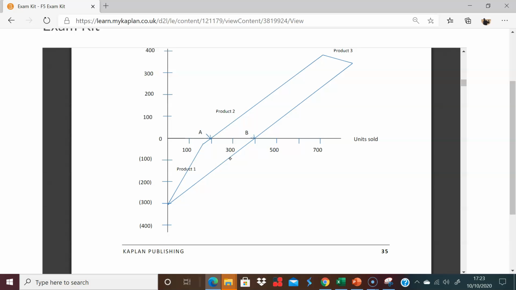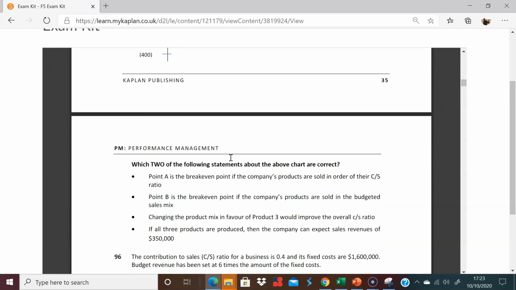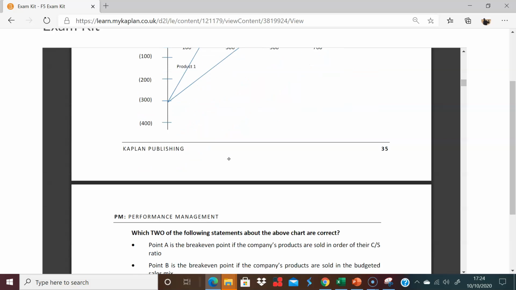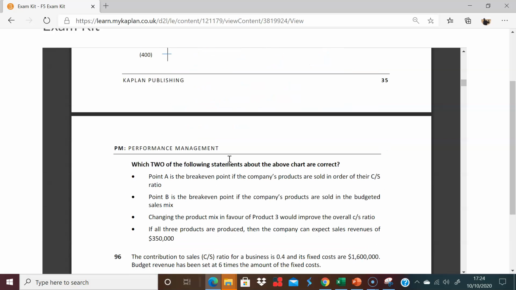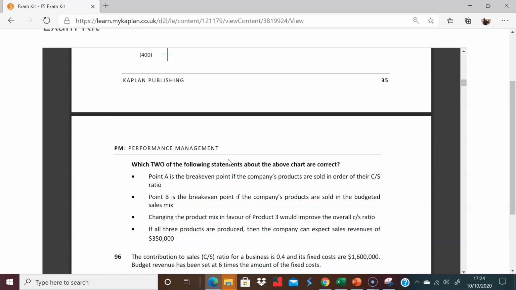So the first two are correct actually. Changing the product mix would improve the overall C over S ratio. Absolutely not. Product C is bringing in a negative C over S ratio. So if you start selling more of product C, your overall C over S ratio will fall. So that's not right. And if all three products are sold, the company can expect profits of 350. Profits of 350, not revenue. This is not revenue, this is profit. So the answers here are the first two answers.